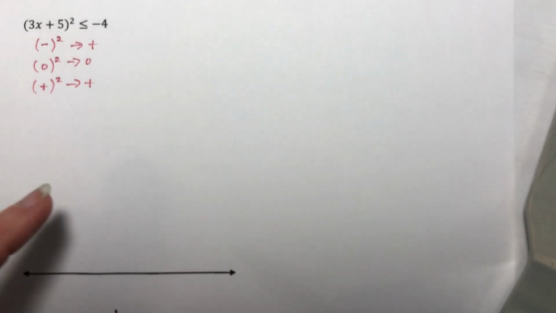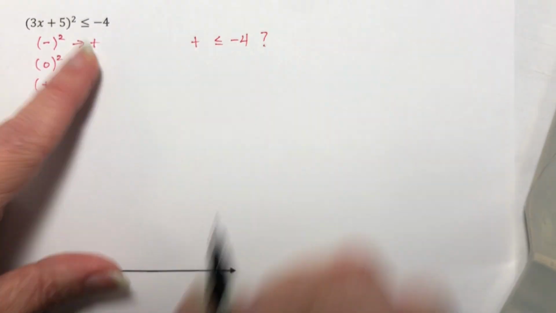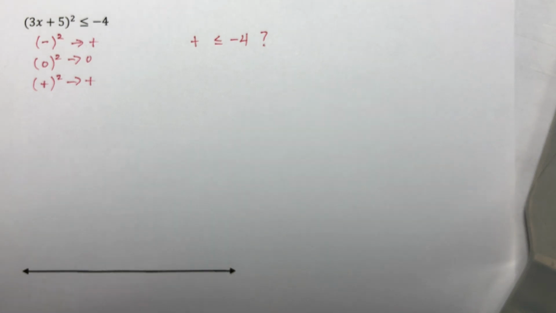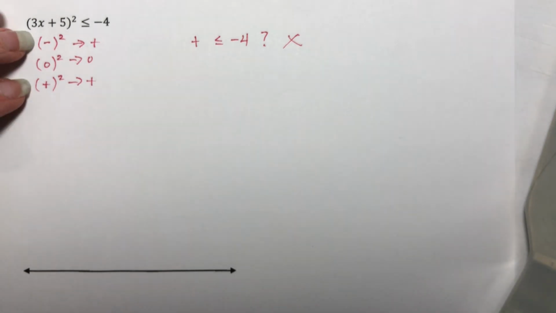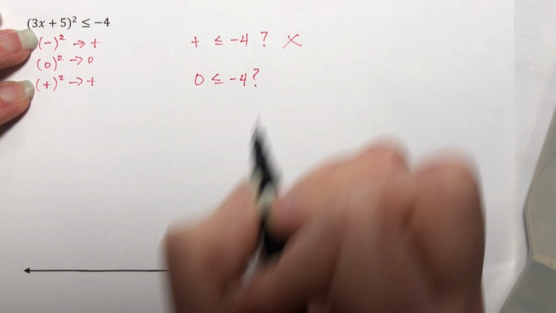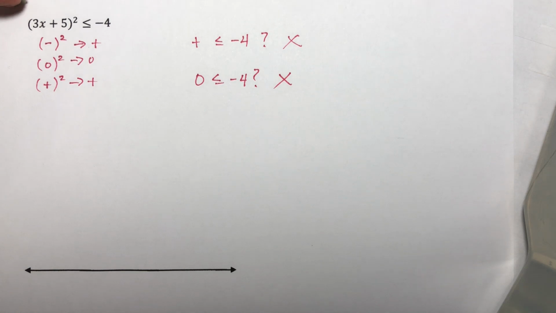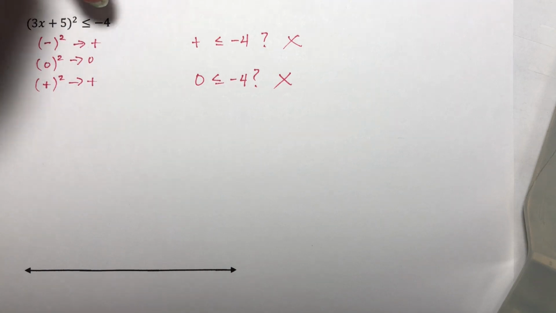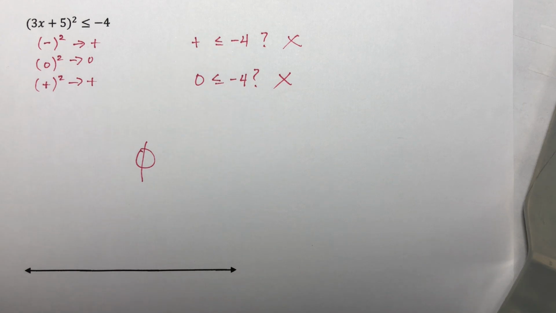So let's look at all these cases. When is a positive number less than or equal to negative 4? A positive number is never, ever smaller than negative 4, so that never happens. That eliminates these two cases. When is 0 less than or equal to negative 4? 0 is never less than negative 4. From the beginning, this is always going to be either positive or 0, and that is never going to be smaller than negative 4. So this has no solution at all.